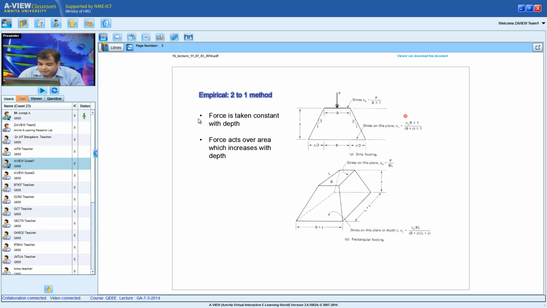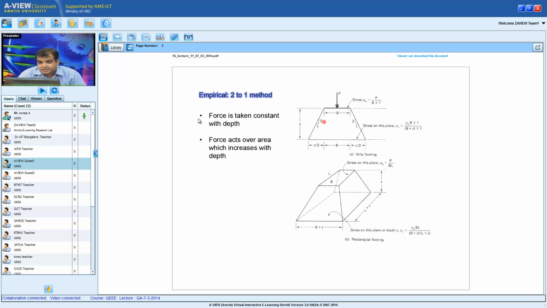So that's the force we have applied divided by the new area. In this case, the new area is B plus Z by 2 plus Z by 2. So it's B plus Z, that's the whole thing, times 1 unit. That's the stress induced. Now in this case, the stress induced is on this level, and we have taken 2:1.